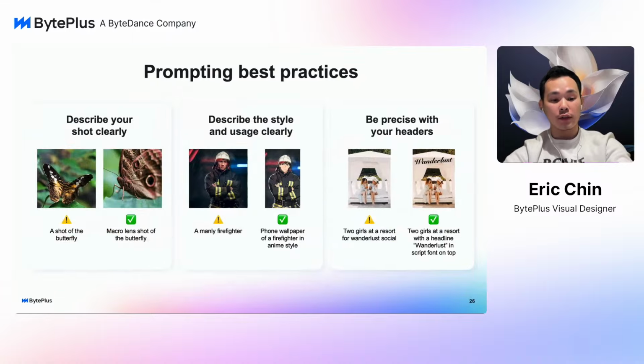And here are three simple principles for writing prompts. Describe your shot clearly. Is it a macro lens or wide angle shot? Describe the style and usage of the image. For example, this anime style artwork is for a phone wallpaper. And lastly, be precise with your text and how it should be placed and styled. These small adjustments make a big difference in the output quality.